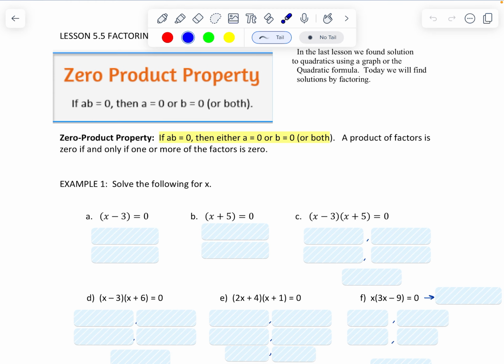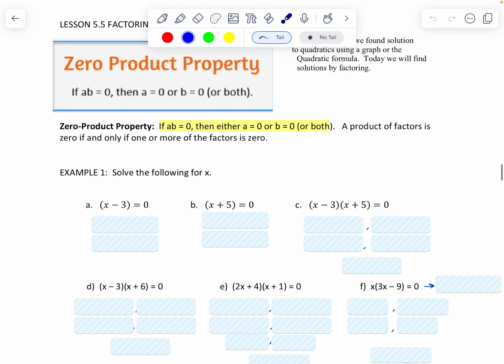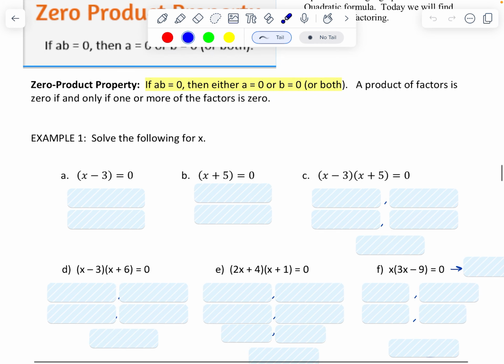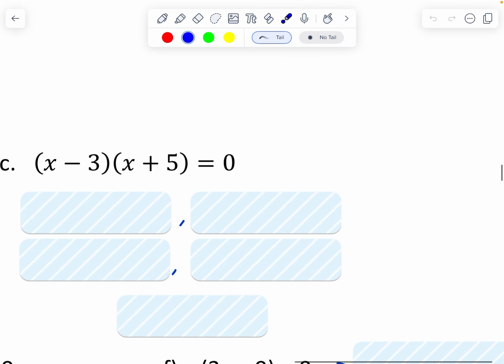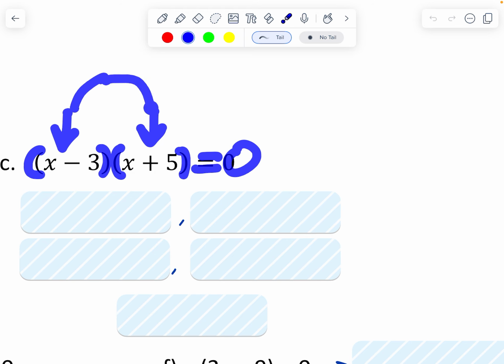If I take two numbers, let's just call them A and B, and I do A times B, and I say that they are equal to 0, one of the following has to be true. A might be 0, B might be 0, or they both might be 0. So the zero product property says, with something like this, if you're setting two things that are multiplying each other equal to 0, then either this is equal to 0, that is equal to 0, or they are both equal to 0.